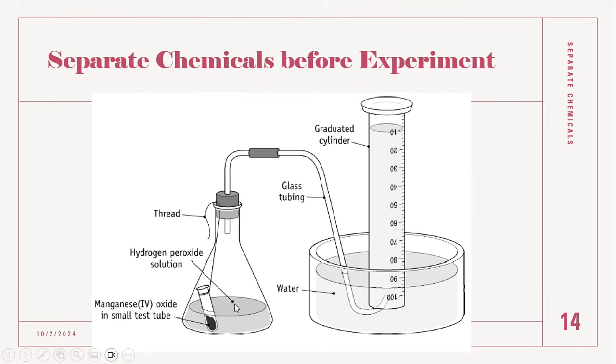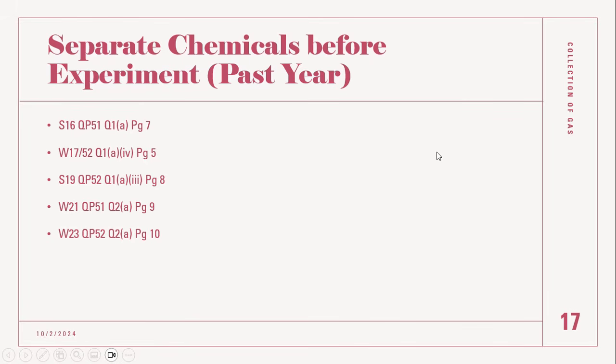So not a single gas molecule can escape from this system because it's tightly sealed. So all gas will go through this water and be collected at this measuring cylinder. So if you are asked to draw an experimental setup which involves two reactants, one of them is solid, the other one is solution, and a gas will be produced, this will be the setup that you're looking for. Right, so these are the questions in the past papers that you can practice with drawing experimental setup to separate chemicals before reaction.